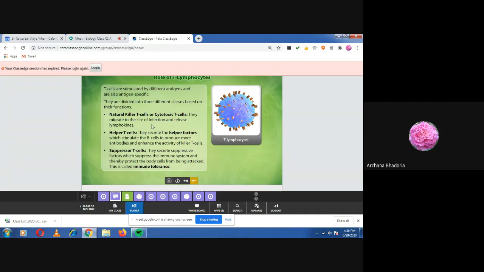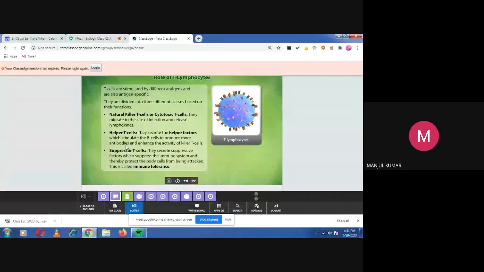किलर सेल्स कहाँ जाएंगे? जहाँ पर कोई इन्फेक्शन है वहाँ पहुँच जाएंगे. They migrate to the site of infection and release the lymphokines. And helper T cells, second class. Helper T cells, नाम ही जुड़ा हुआ है helper, मतलब they will be helping the B cells. They help the B cells to produce more antibodies and enhance the activity of killer T cells.